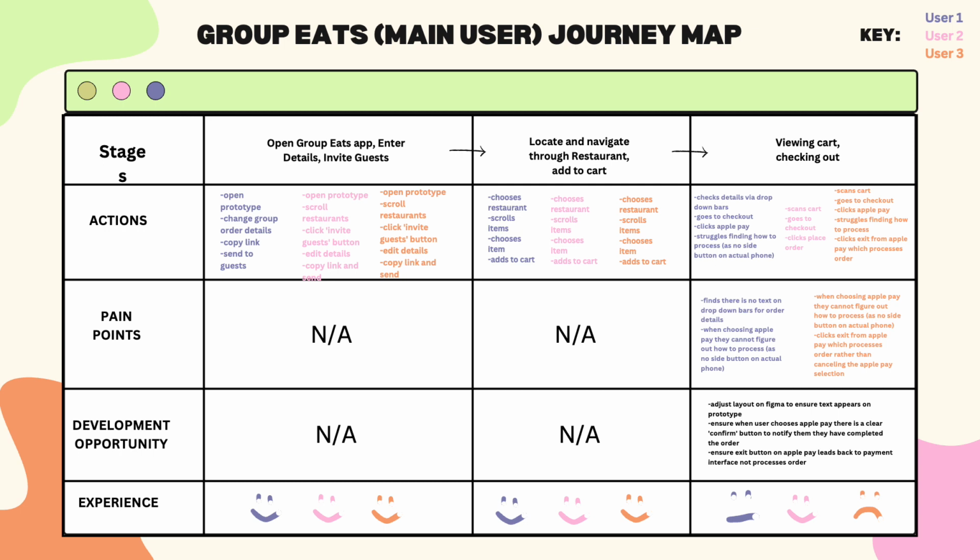My second user simply scanned the cart, went to checkout and placed the order, and came across no issues. My third user scanned the cart, went to checkout, clicked Apple Pay, and also struggled to find out how to process the order, as there was no side button on the actual phone, and then tried to exit from the Apple Pay pop-up, which actually processed the order. When choosing Apple Pay, they could not figure out how to process it, and the order was processed rather than cancelled when they pressed exit, so this was an issue.